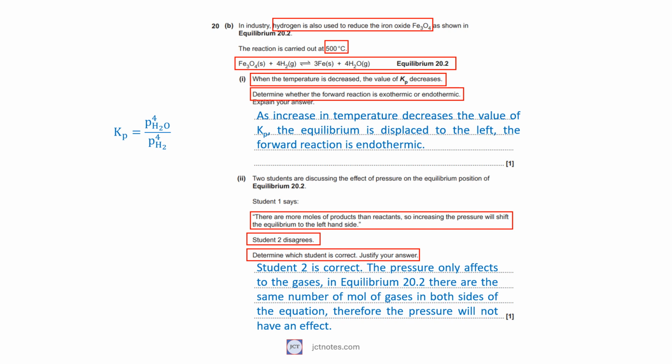Student 2 is correct. The pressure only affects the gases. In equilibrium 20.2 there are the same number of moles of gases on both sides of the equation, therefore the pressure will not have an effect.